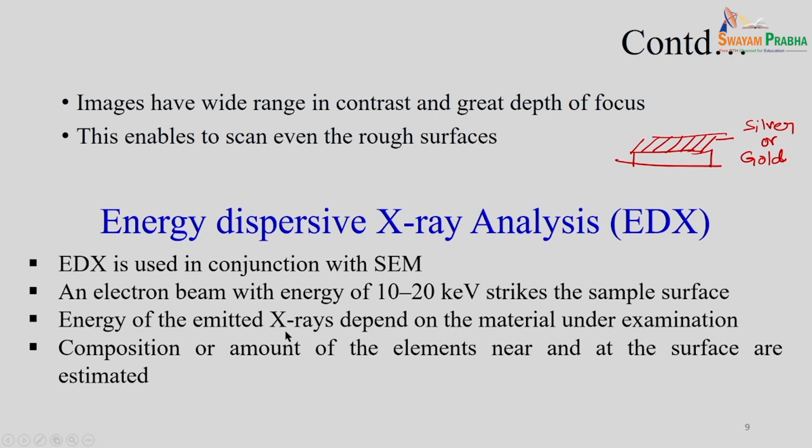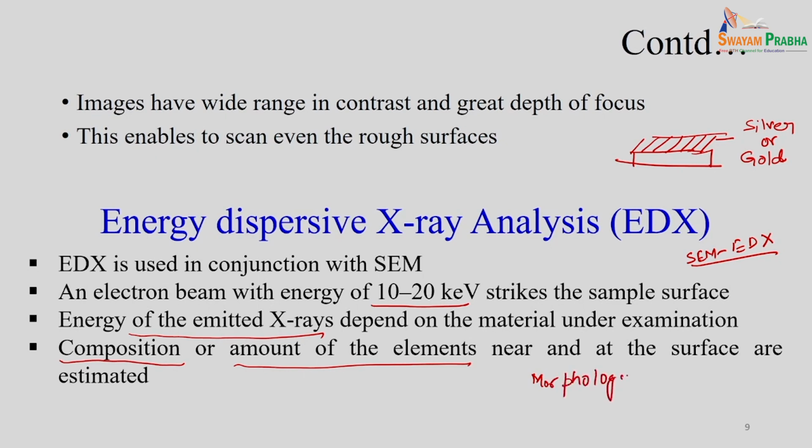So, now indirectly we are using a high energy beam, and then we are measuring the energy of the emitted X-ray, which depends on the composition or the amount of element present on the top of the surface. So, in this way mostly the SEM is coupled with the EDX. It is giving two pieces of information, morphology and elemental analysis.